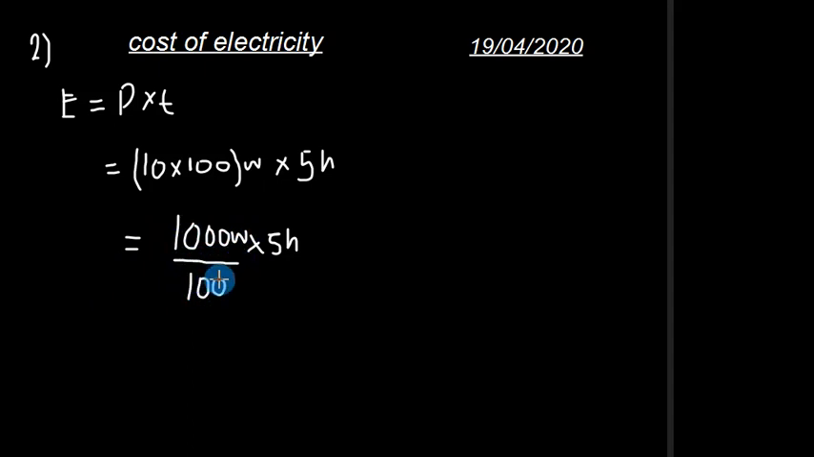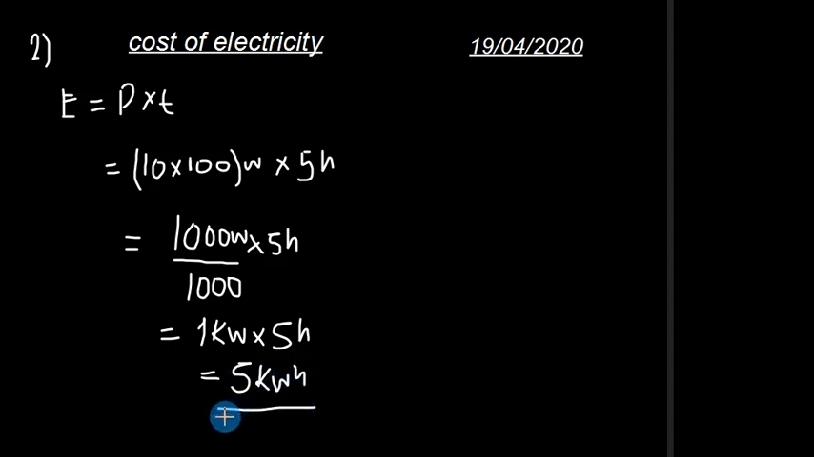Okay, it should be converted to kilowatts. So 1000 divided by 1000 gives us 1 kilowatt. Then this 1 kilowatt is multiplied by 5 hours, and we get 5 kilowatt hours. So what we have now is the total energy, the amount of units of energy used.